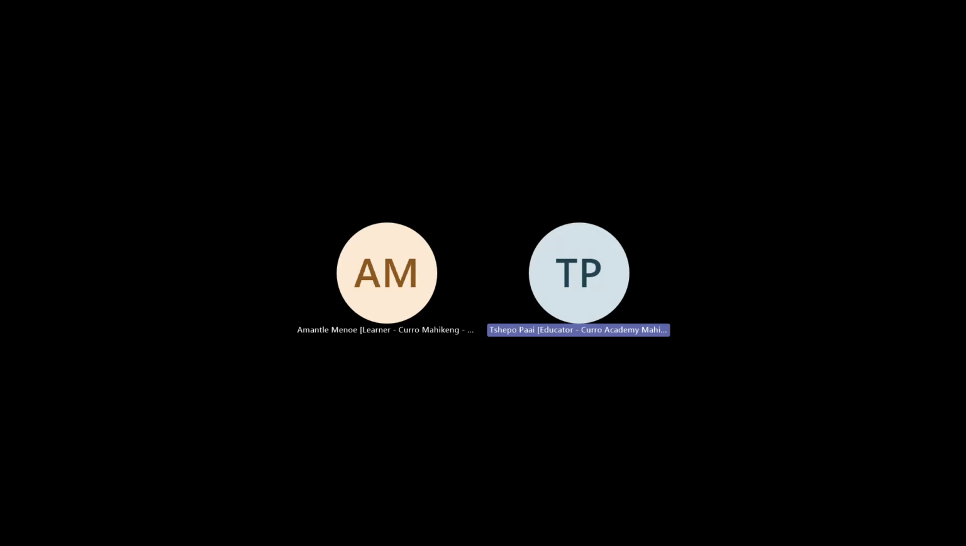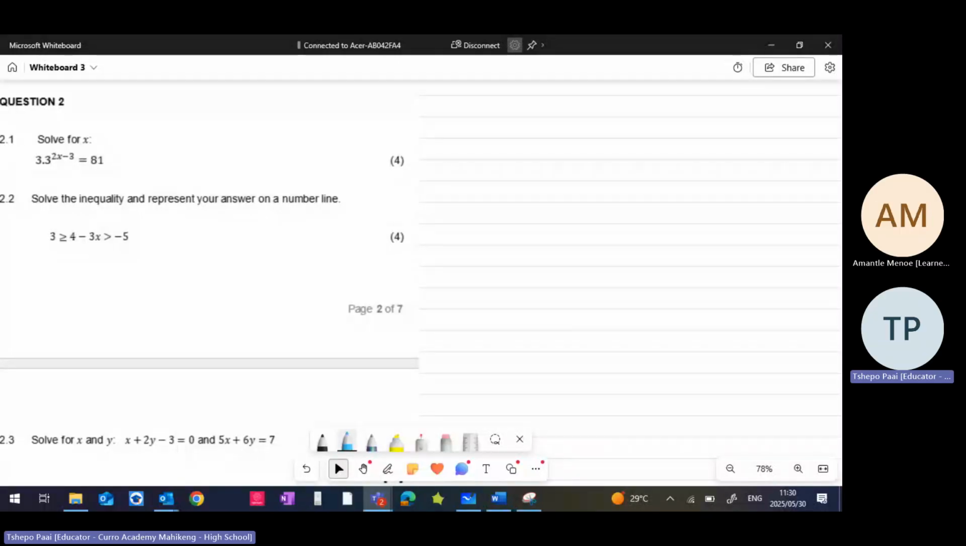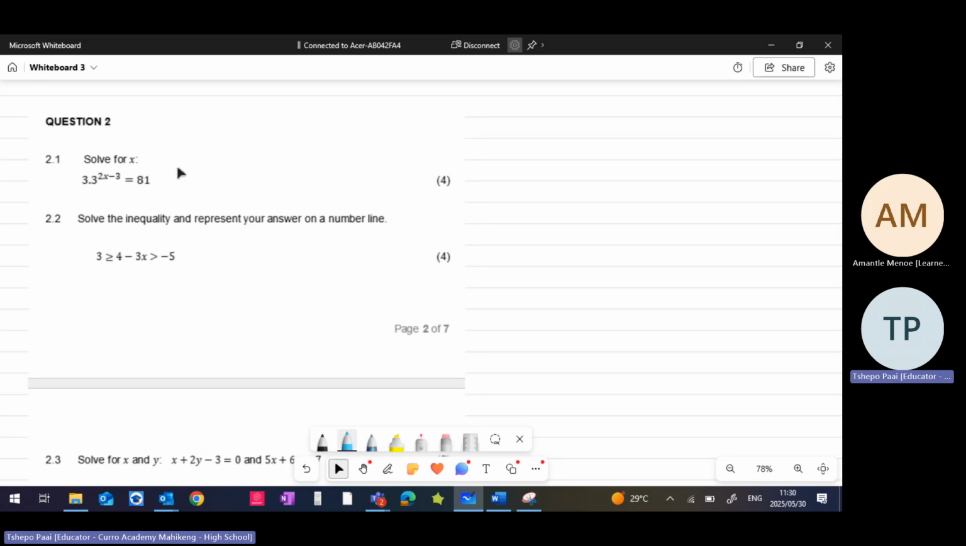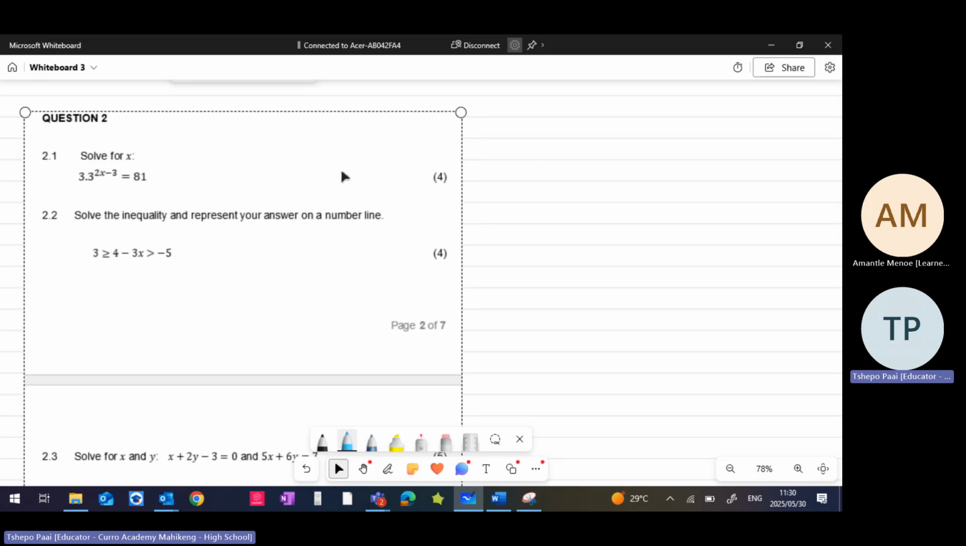You are now given solve for x, which falls under exponential equations. Can we all look at this one here? Solve for x under exponential equations.